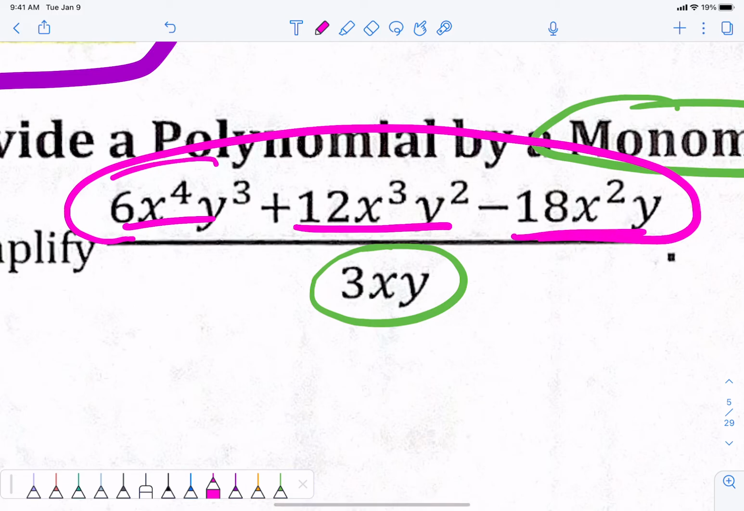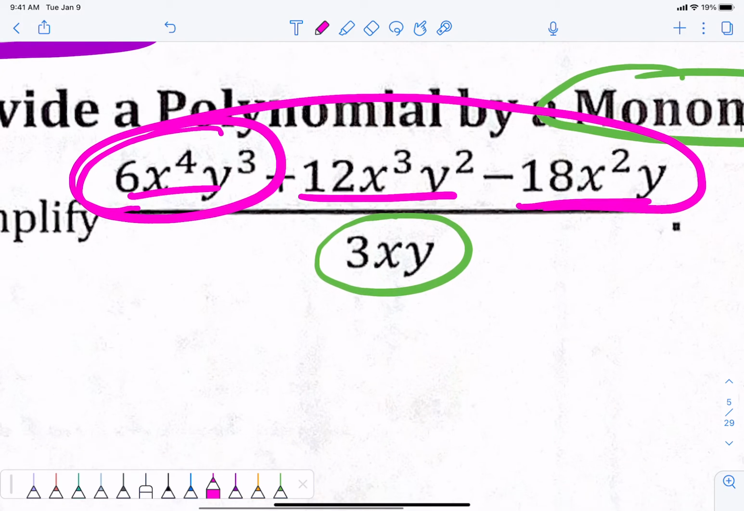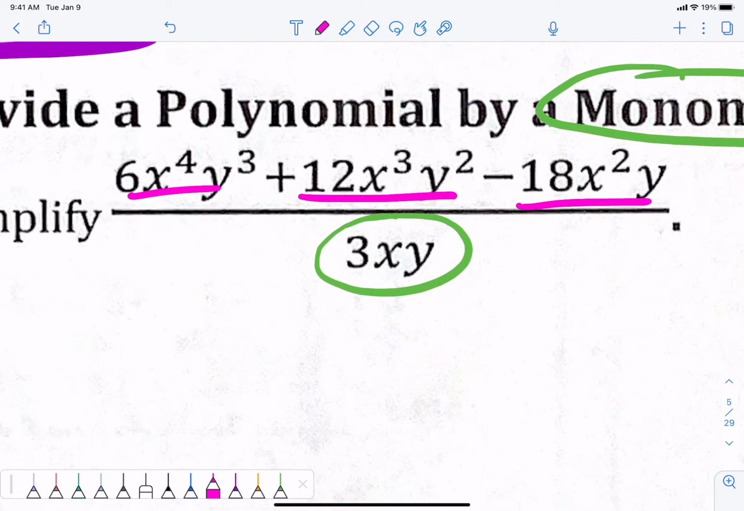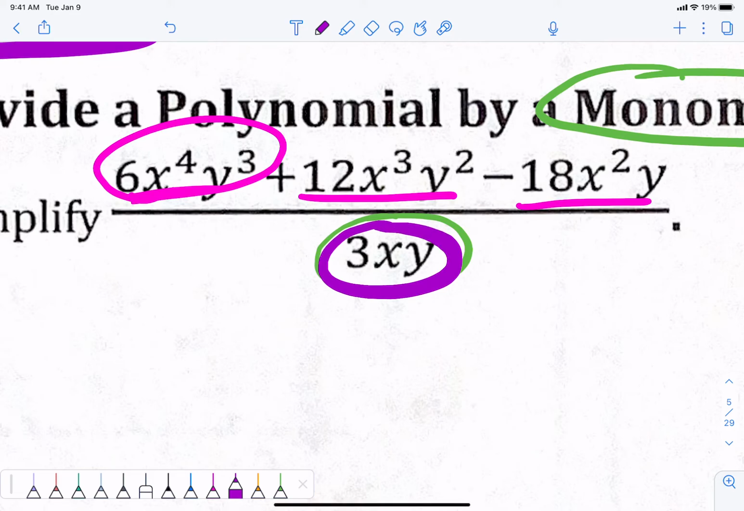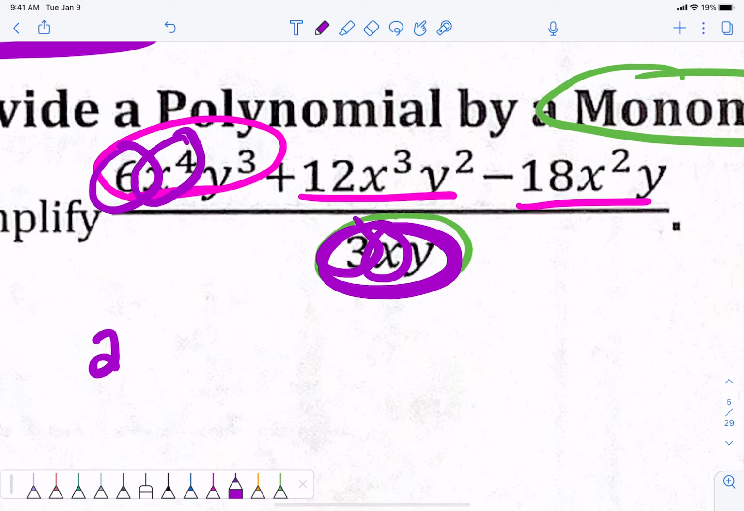All you're doing is looking at these pieces and saying, let's pull 3xy out and tell me what's left over, right? Looking at just this first piece, 6x to the 4th, y to the 3rd, if I take and divide by this guy, what is left over? Let's just look at the number first. If I take 6 and divide by 3, I will have 2. If I take x to the 4th and divide by x, I will have x to the 3rd. If I take y to the 3rd and divide a y off, I have y to the 2nd.